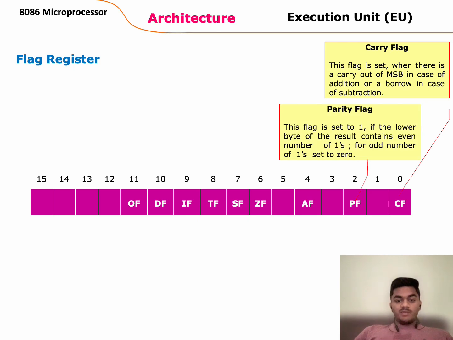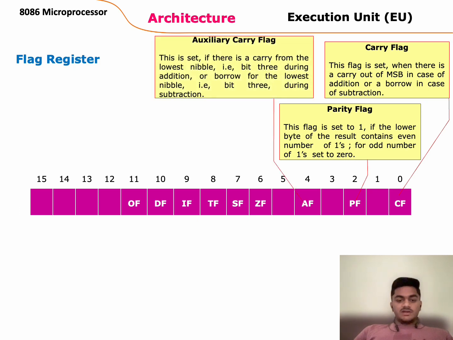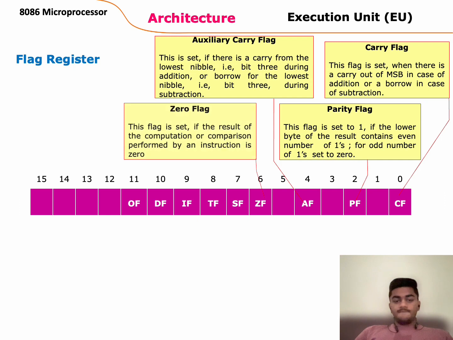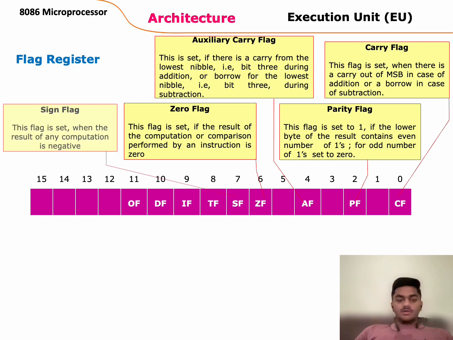Second is parity. We learned about parity in the last semester. Whenever the output of the instruction has an even number of ones, we can say we have parity. Third is the auxiliary carry. Whenever we perform addition or subtraction and a carry or borrow is generated from the lowest nibble, we have the auxiliary carry flag. Next is the zero flag. Whenever the output of the instruction is zero, this flag is set because of the zero output.